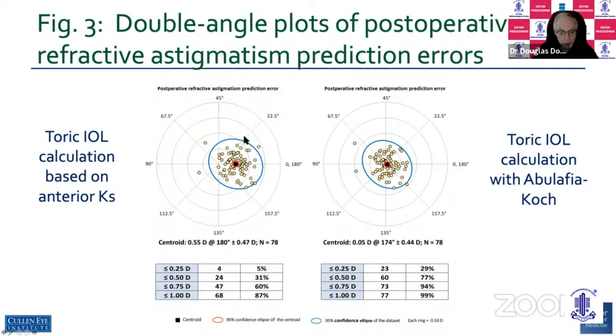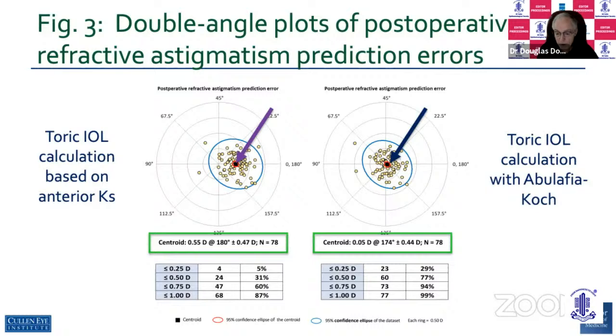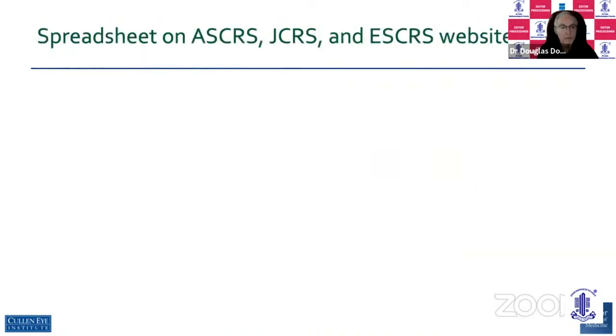This is the prediction error of a toric IOL set using just anterior Ks. You can see that it has an error on the against the rule side. And when we introduce a formula like the Abulafia-Koch or the Barrett, you can see that all of a sudden we have a centroid that's moved from against the rule, with a centroid amount of 0.55, to right around 0. But notice the standard deviation is just as large, but a very nice mean correction of the astigmatism. And the percentage of eyes within a half diopter goes from 31% to 77%.